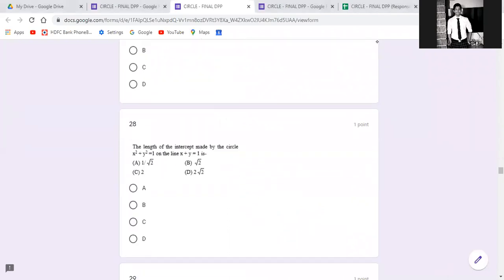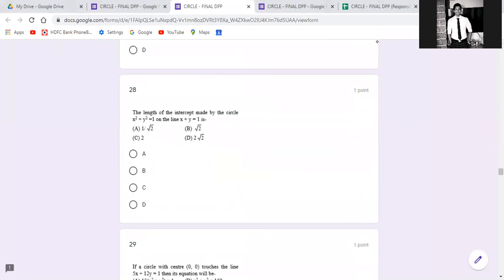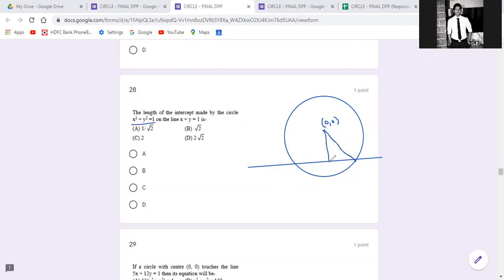After 27, 28. Length of the intercept. I don't know why you people have all this problem. You have done this 10 times. Length of the intercept. Here is a circle. Here is a line. The center of the circle is the origin. How many times have I done this? The radius is 1. You can find OM. Using Pythagoras theorem, you can get AM and double it. You will get AB. So what is OM?